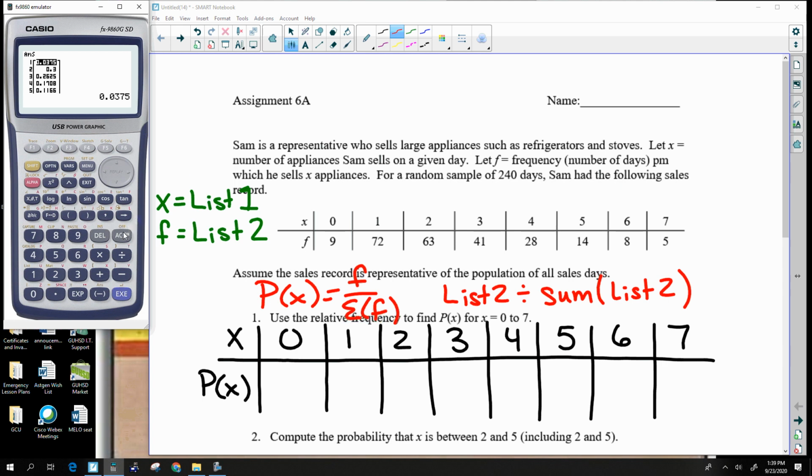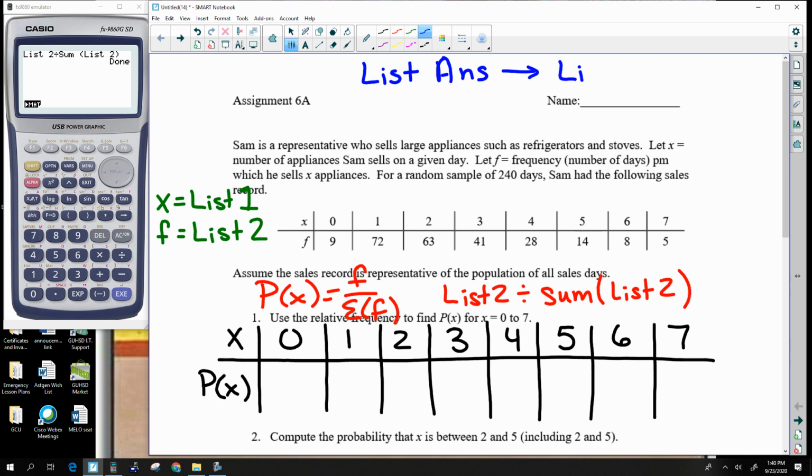All right, so here's where we're going to have to do a little bit of fancy footwork with our calculator. Just follow along, and then we can talk about the meaning behind what I did in just a second. So I have this list. So what I need to do now is take this list answer, and I store this as list 3. Okay, this is what I'm going to do.